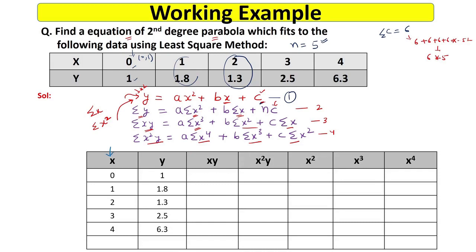So these are the values of the x, that means these values 0, 1, 2, 3, 4 we have written here. Okay, and these are the values of the y: 1, 1.8, 1.3. Okay, so these are the values of the y. Now we have to find the values of the various summations.